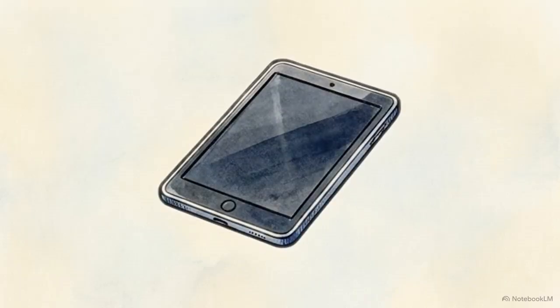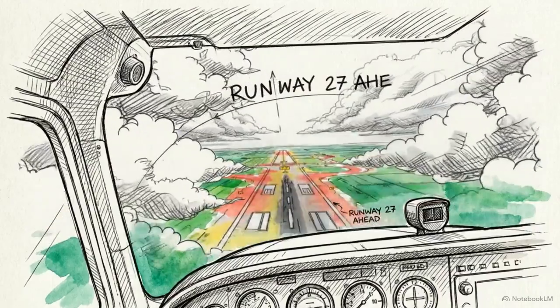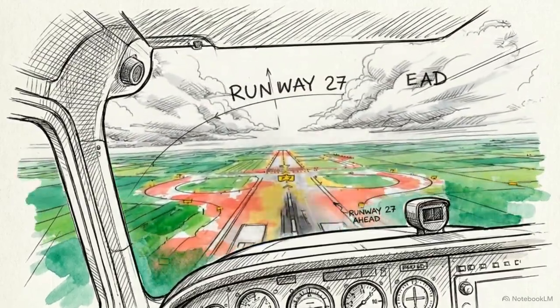Operating the equipment requires following a strict sequence: tune the paired frequency, verify the audio signal, read the distance while accounting for the slant range, and engage the hold selector for multi-point navigation. By utilizing those invisible UHF pulses, you generate the objective data needed to guide the aircraft toward the runway.